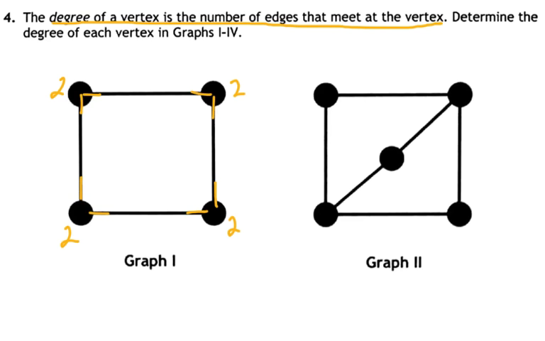Graph number 2. This one has 3 edges. This one has 2. This one has 3. This one has 2. And this one has 2. This is the degree of each vertex based on the number of edges that meet at that vertex.